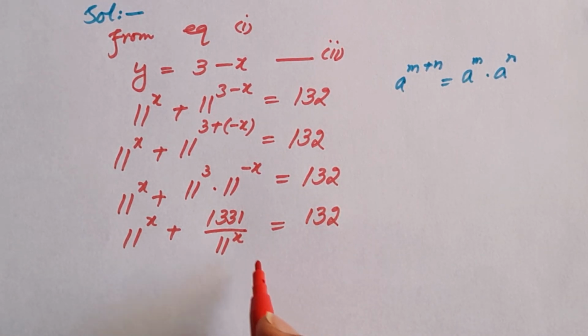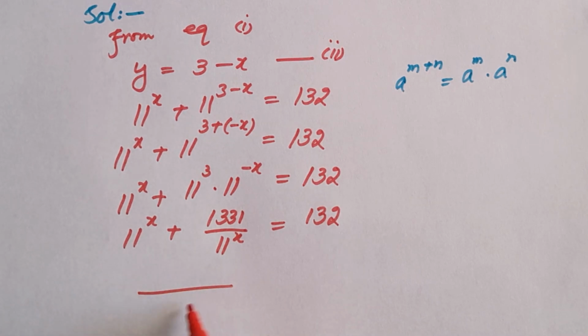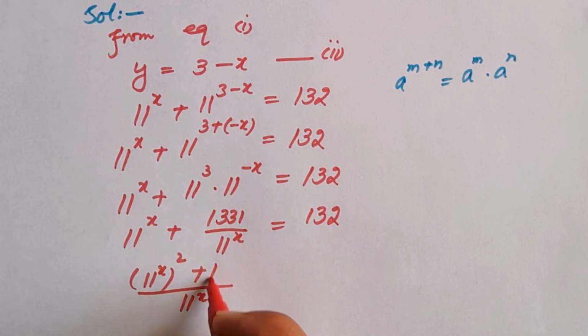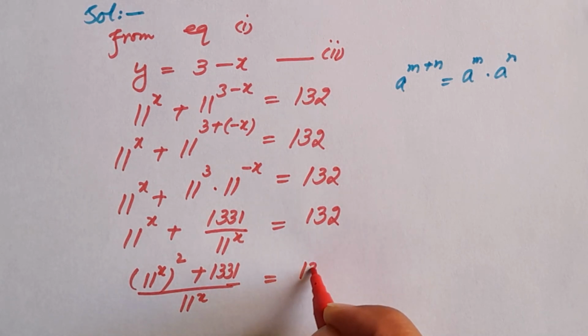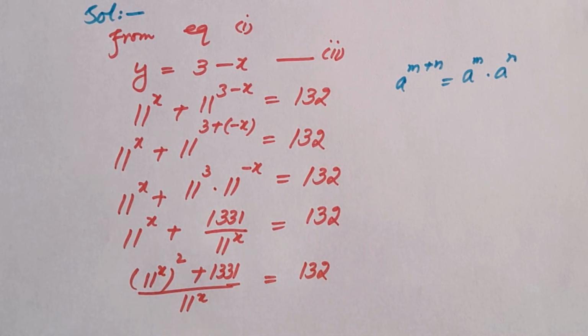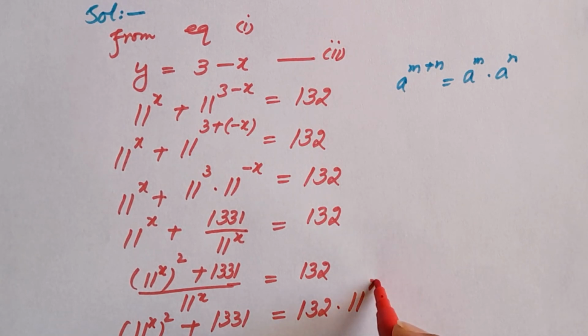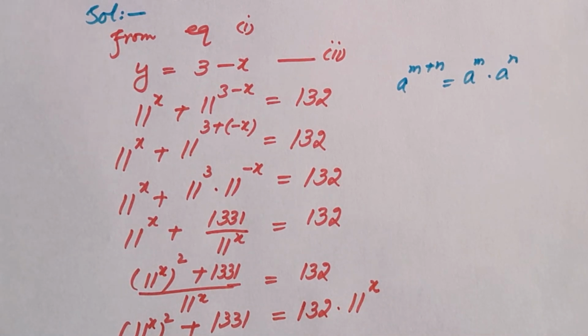Now we will take the LCM. LCM will be 11 to the power x. Here we will get 11 to the power x whole square plus 1331 is equal to, right hand side as it is, this 11 to the power x is going to be multiplied by 132. 132 times 11 to the power x.